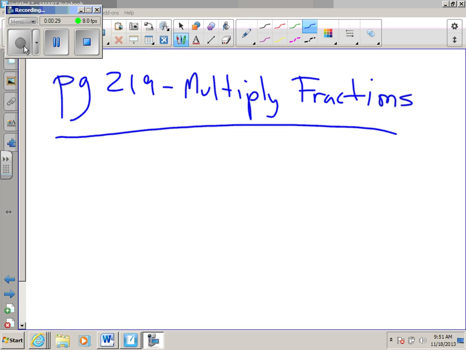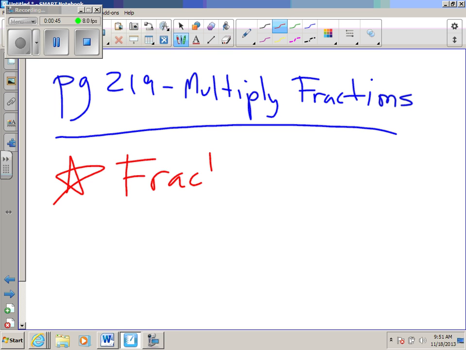What was the main rule that you had to follow when you added and subtracted fractions? In order to do so, they had to have what? Common denominators, right? When you multiply or divide, okay, the rule is everything has to be in fraction form.